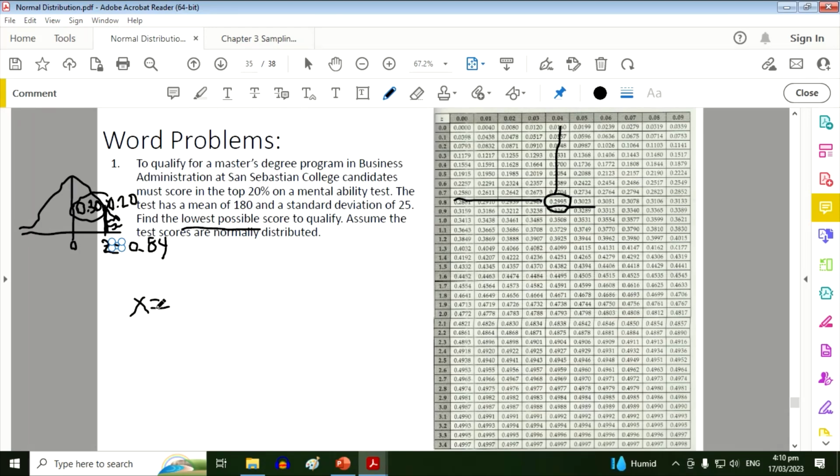So we will use now our formula: x equals sigma times z plus the mean. So the standard deviation is 25 times 0.84 plus 180. What is this equal to? 201. So the lowest possible score to qualify for a master's degree program in business administration at San Sebastian College is 201. This is the lowest possible score.